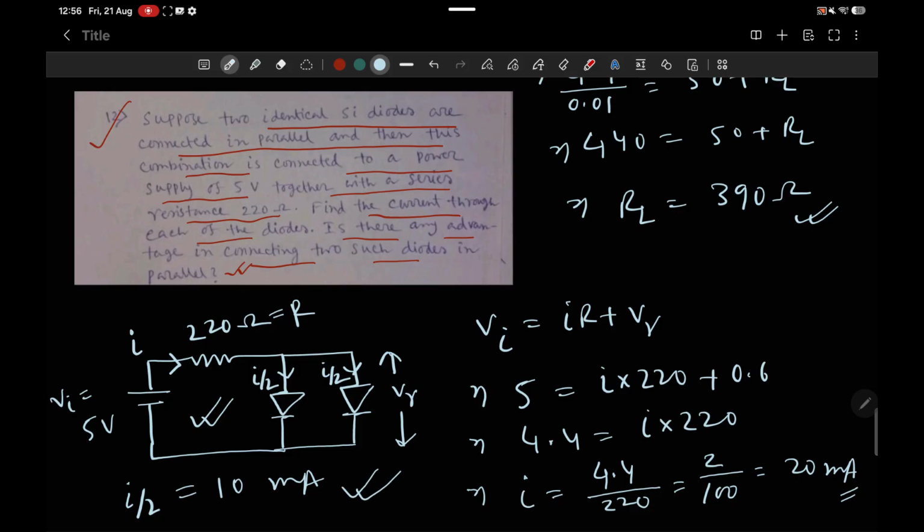And obviously the advantage in connecting these diodes in parallel is that, as the current is being divided into two diodes, the chance of getting thermal runaway, thermal runaway meaning the chance of getting damaged due to heating effect, will be lesser. The chance of the diodes getting damaged due to the heating effect will be lesser, as the current is being divided into both of the forward biased diodes. So obviously this current will be lesser than the maximum permissible current through them. Okay, all right.